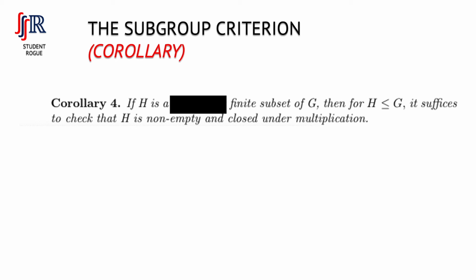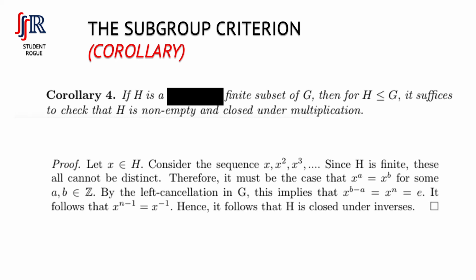So, the proof goes as follows. Consider H a non-empty subset. It has to be non-empty, so we'll check it's not empty. And once we verify that it's not empty, we know that there's some element X in H. So consider the sequence of powers of X as follows: X, then X squared, X cubed. And note that the powers of X are simply repeated multiplications of X by itself under the group operation.